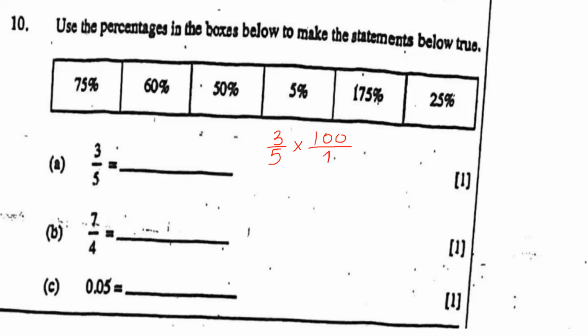100 over 1. So you ask yourself, what is 3 times 100? 3 times 100 is what? 300, right? Divided by, what is 5 times 1? 5 times 1 is definitely 5. So we have 300 divided by 5. So let's actually do the division. So 5 into 300.